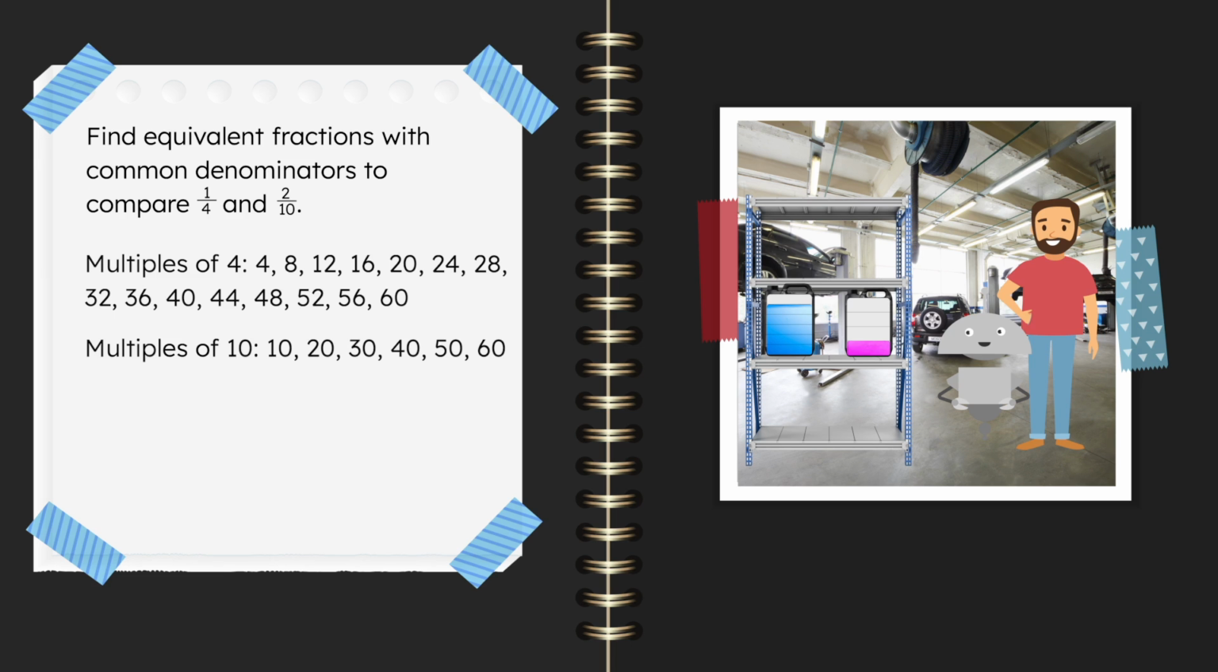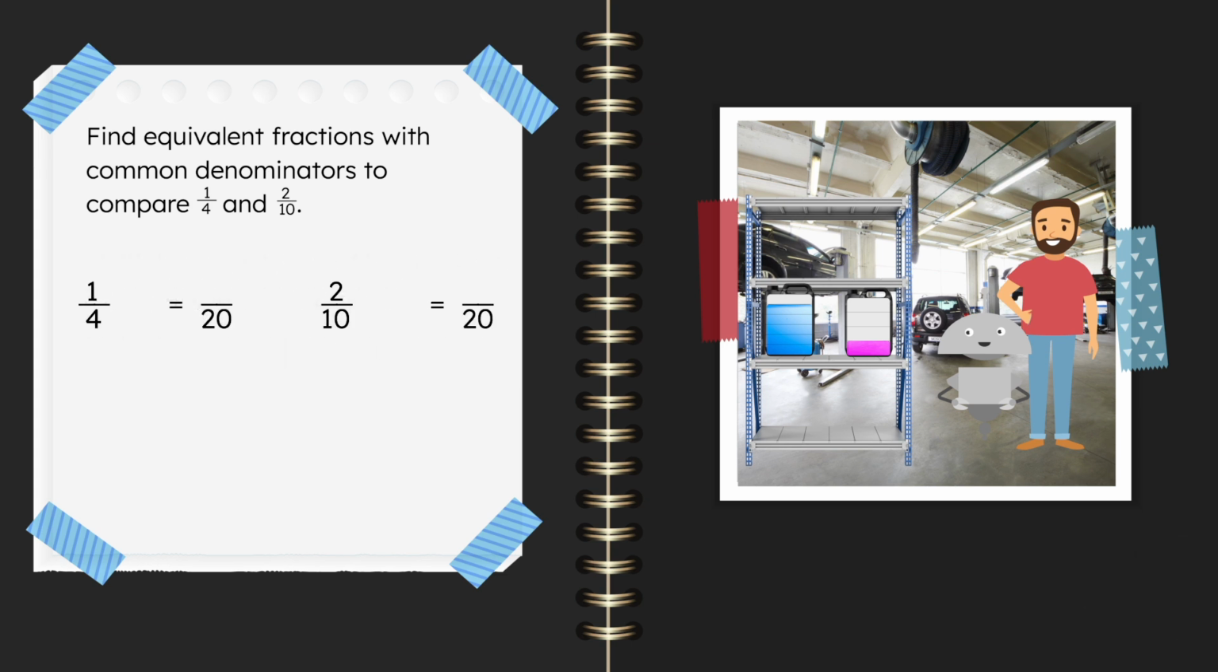Which common denominator did you choose? Pause here if you need more time to find equivalent fractions for 1/4 and 2/10. I'll use the lowest common denominator, 20. For 1/4, we multiply the numerator and denominator by 5, since 4 times 5 is 20.